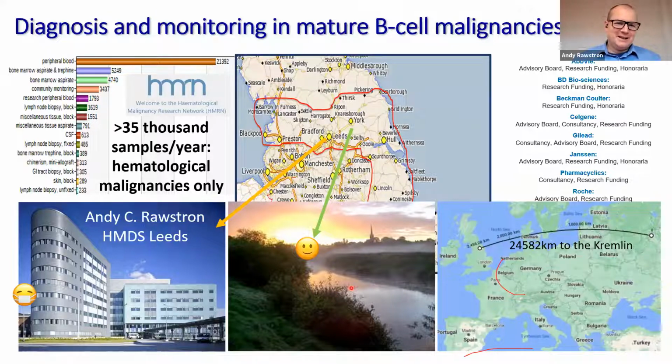Hopefully we have good internet, and I've certainly got access to all the cases which come through for analysis. We assess about 35,000 samples a year for hematological malignancies only, and the majority of those are really for mature B-cell malignancies, of which chronic lymphocytic leukemia is the most common to be analysed in the laboratory.